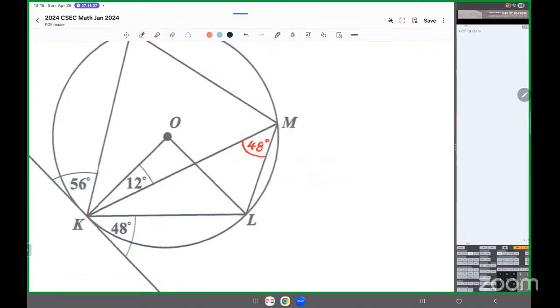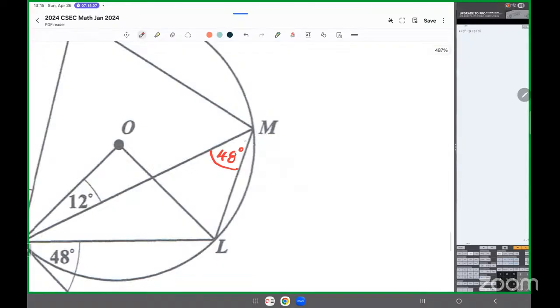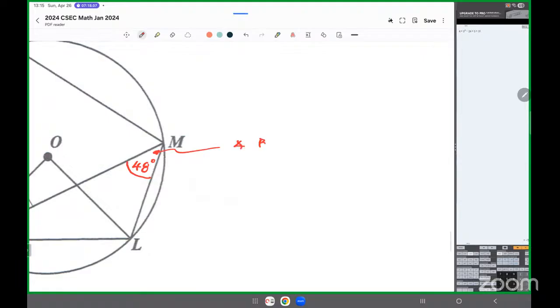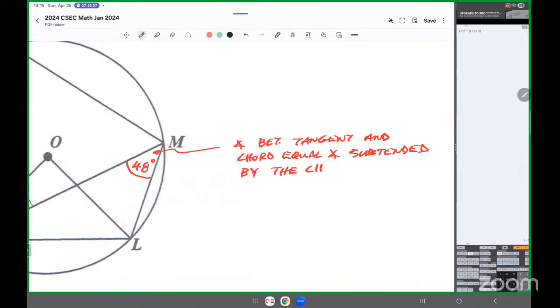All right. So I want to tell you that this angle is 48 degrees first. Equals angle between tangent and chord equals angle subtended by the chord. That's why that is 48 degrees.